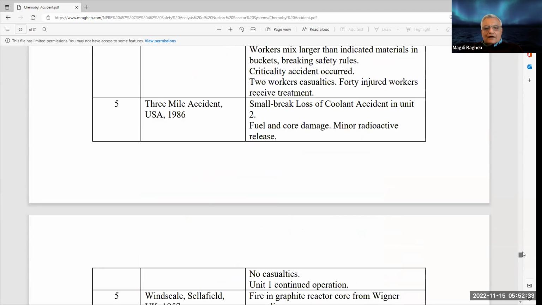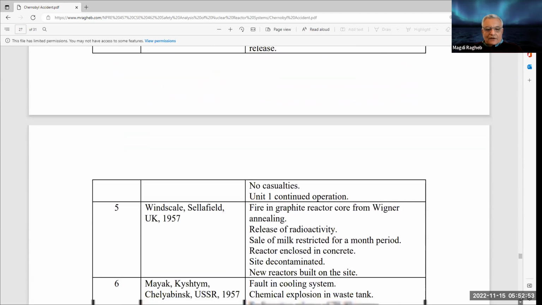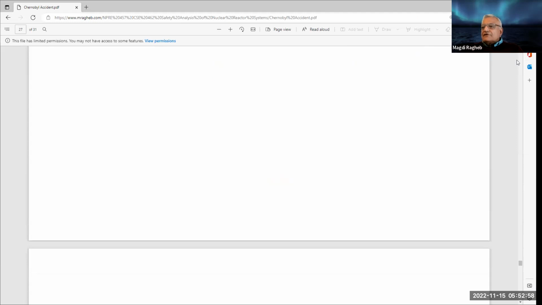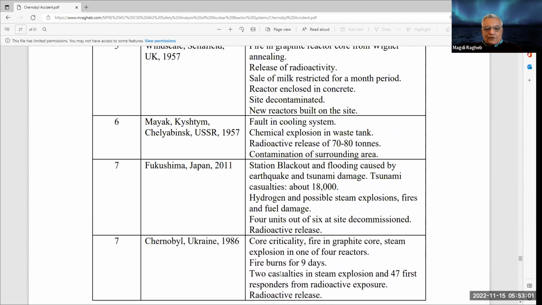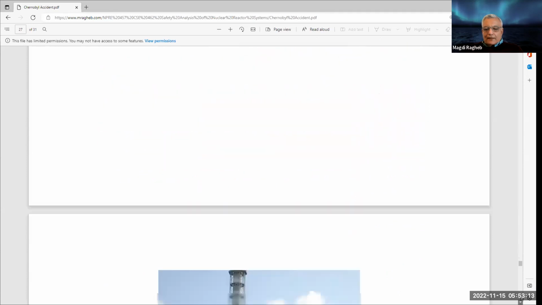And I show you here the table, the scale rating of some nuclear incidents. The 3 Mile Island is rated on the INES scale. INES stands for the level of the seriousness of the accident. 3 Mile Island is a level 5, as we'll study later. Windscale, also a level 5 accident. And let us see here very quickly that Chernobyl is level 7, as well as Fukushima. So both Chernobyl and Fukushima are rated as level 7 accidents in the nuclear industry.